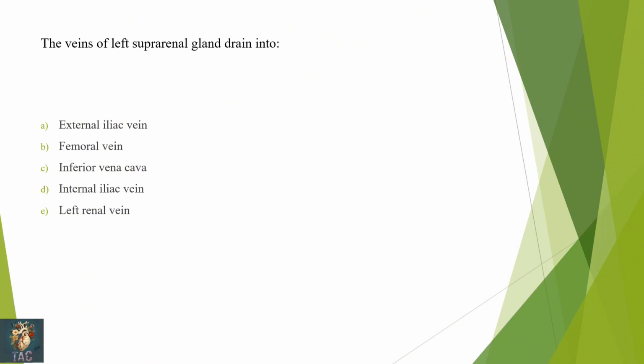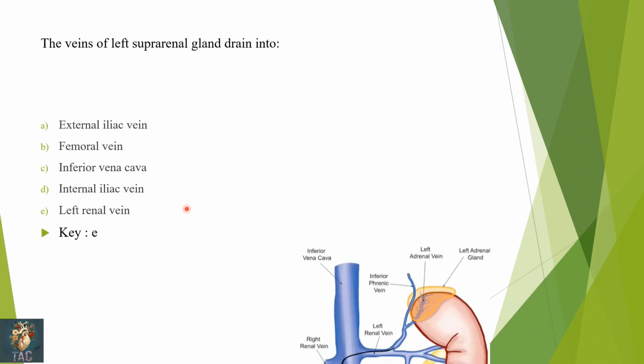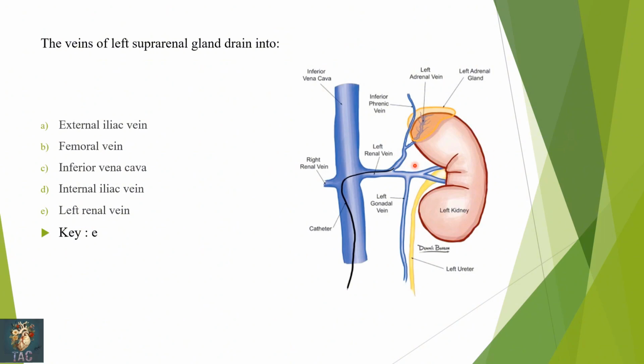So first MCQ is: vein of the left suprarenal gland drains into external iliac veins, the femoral vein, the inferior vena cava, the internal iliac veins, or left renal vein. And this is the diagram which shows you that the left suprarenal vein drains into the left renal vein. So E is the correct option.